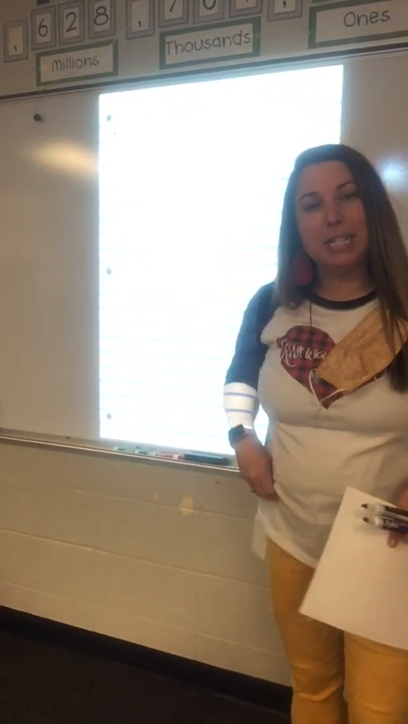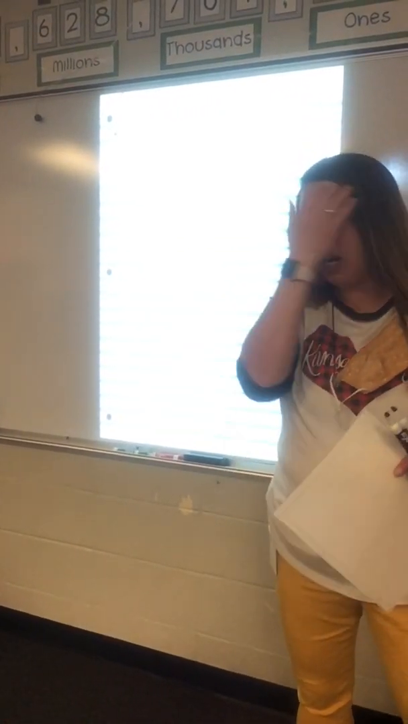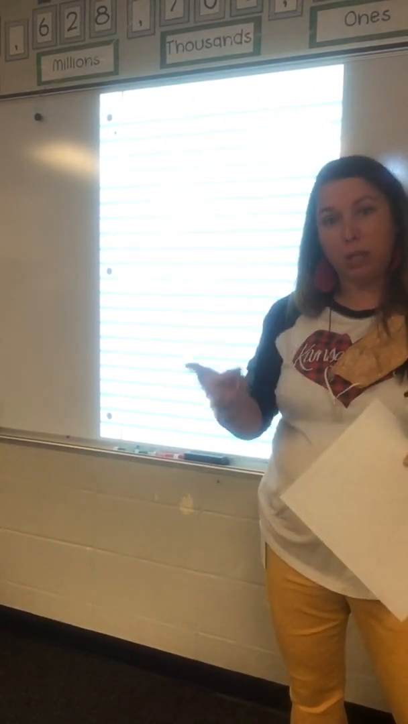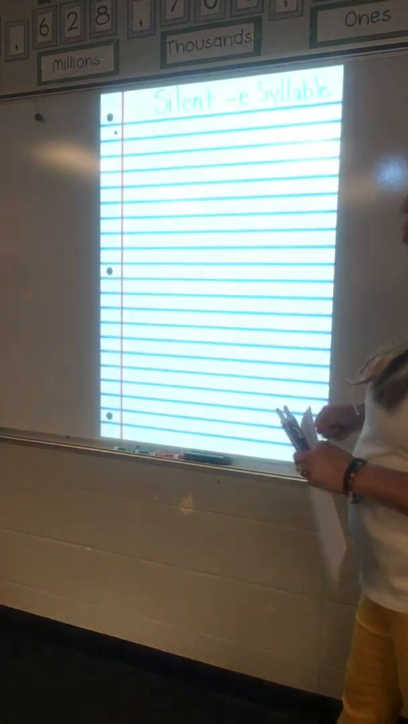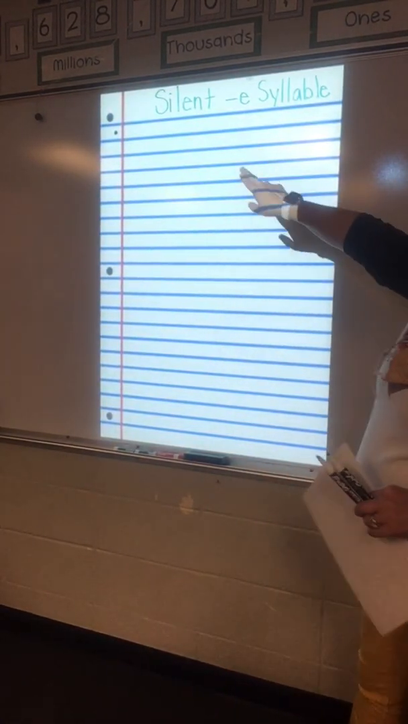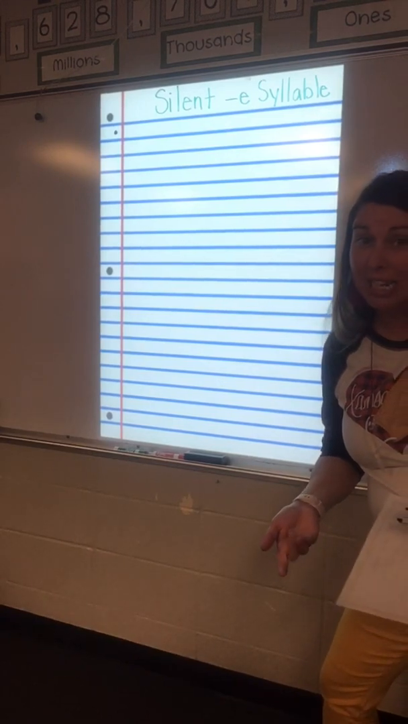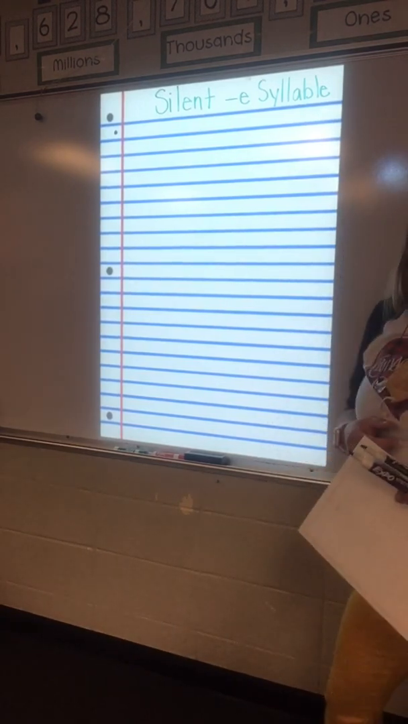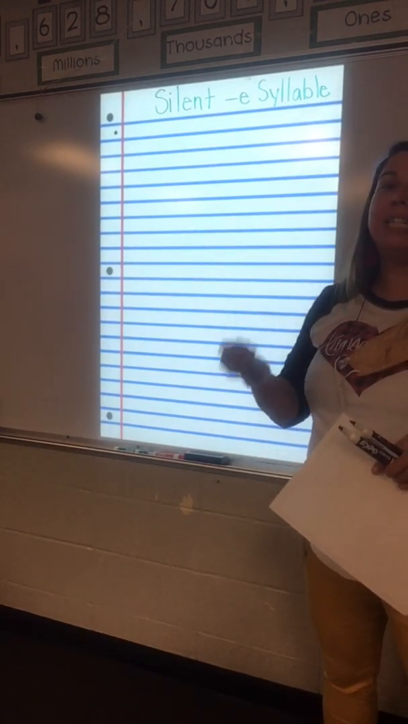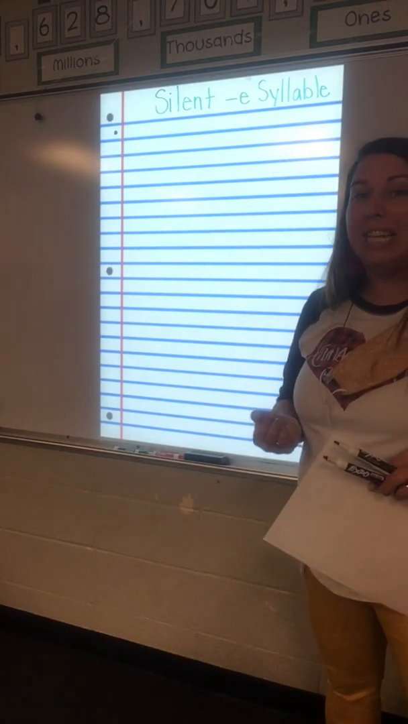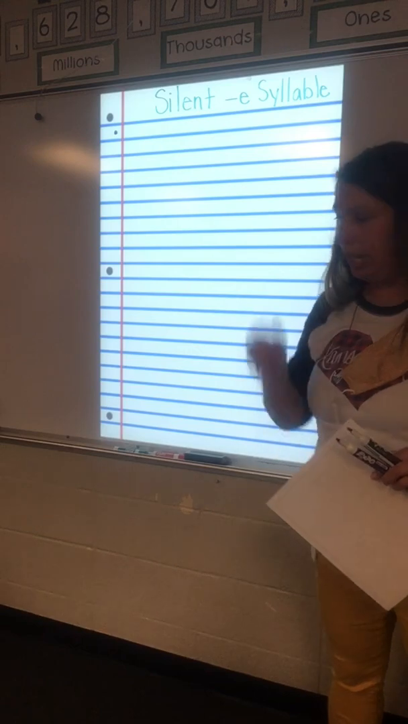Fourth grade. It's Mrs. Boswell again. We're going to do some more with our syllables. Remember, we've learned about open syllables and closed syllables. And now we're going to start with the silent E syllable, or as some of you know it, the magic E. Okay? So we're going to start taking our notes of how do we identify syllables that have silent E, or also the magic E.